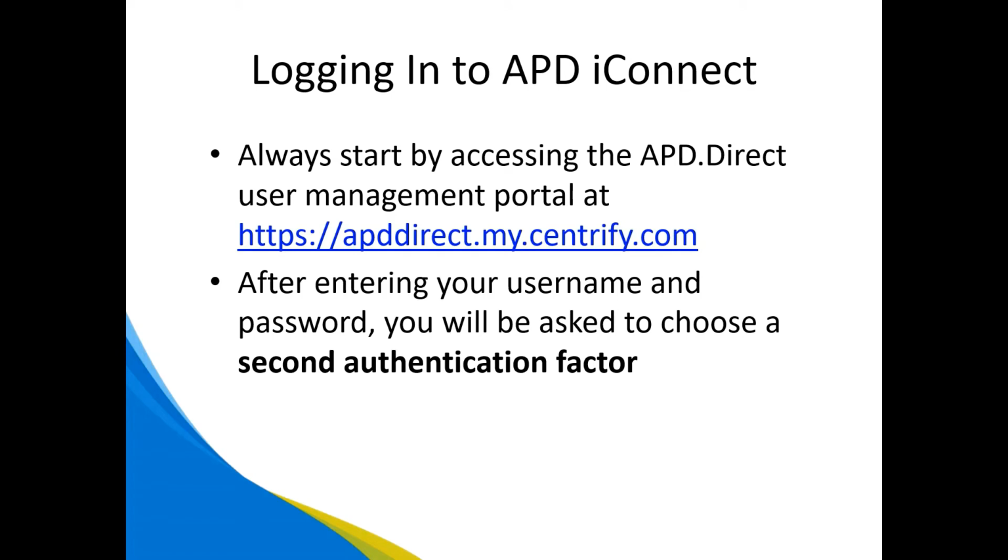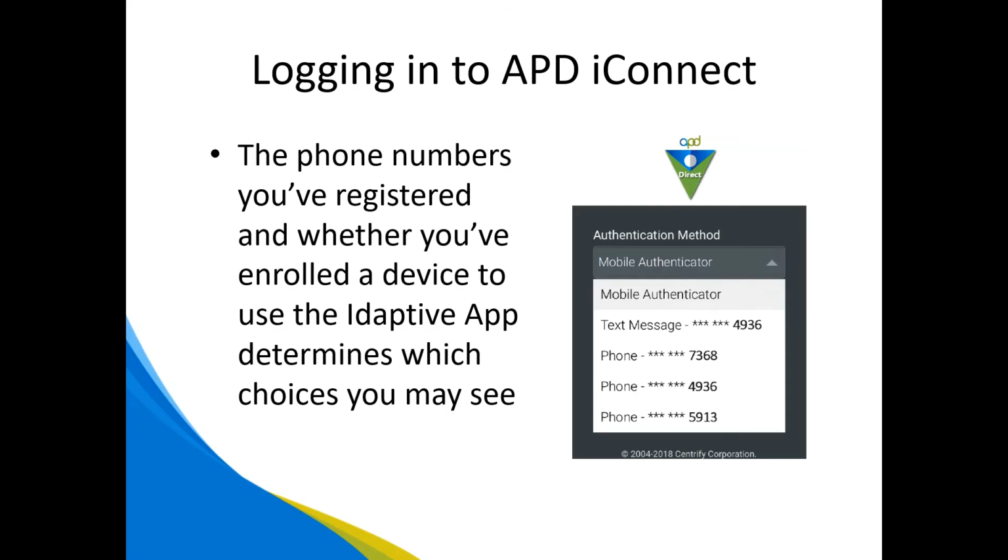After you've set up your ID Pass account and then registered your smartphone, now you're ready to log into APD iConnect. You will always start by accessing that apd.direct user management portal, and then you will enter your username and password and choose your second authentication factor. Any phone numbers that you registered during the ID Pass registration process or any device that you've enrolled to use the iDaptive app will determine what you will see on the authentication method screen after you've entered your username and password. This is an example of all of the options.